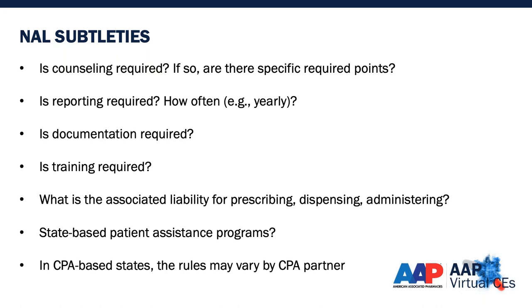Is, for example, counseling required? And if so, are there specific required points? For example, in the state of Utah, counseling when dispensing without a prescription is required. In Louisiana, you must counsel on signs of opioid overdose, storage and administration, and emergency follow-up procedures. But there's a specific list of what needs to be covered. In other states, no counseling is required. Reporting, and if it is required, how often? Some states require reporting to the state yearly, others at other interim periods, biannually, et cetera.